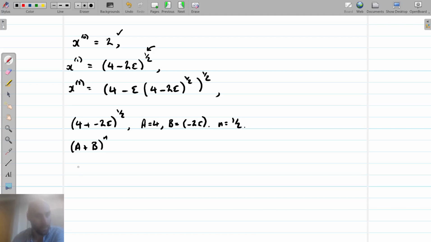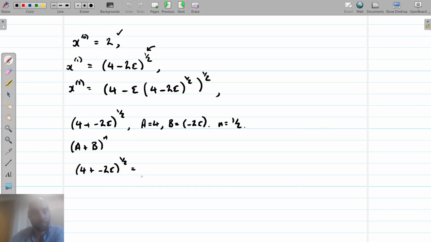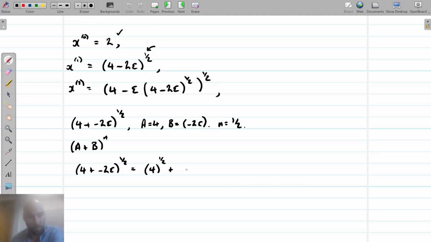Okay, so I can get all of this lot and throw it into the formula. So we've got (4 plus minus 2 epsilon) to the half must be equal to a to the n. So that is going to be equal to 4 to the power of a half plus, next term is n b a to the n minus 1. So n is a half, b is minus 2 epsilon, and it was a to the n minus 1, so that's going to be 4 to the half minus 1.